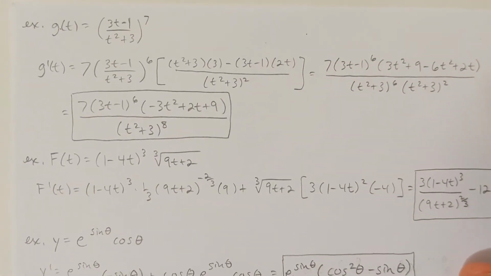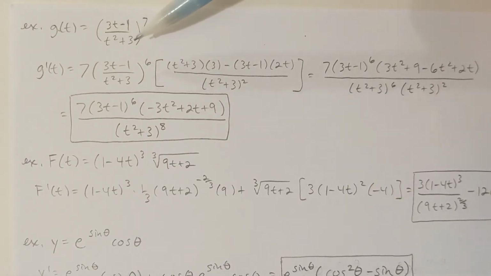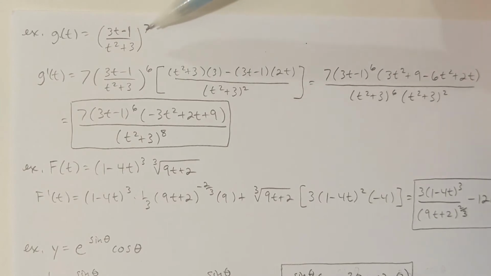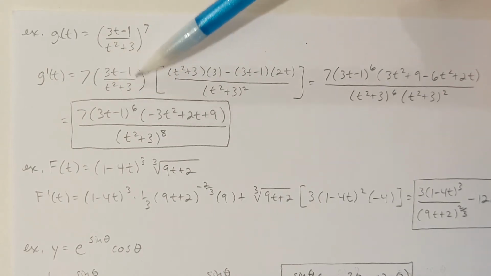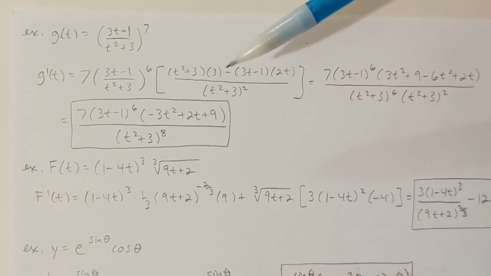Let's go to this page here. Sometimes when you're using the chain rule, some other rules for differentiation are going to be mixed in. So in this problem here, I have (3t - 1)/(t^2 + 3) inside of t to the 7th. So I'm going to begin as if it were just t to the 7th, using the power rule. Bring down the power, reduce the power by 1, but then I've got to multiply by the derivative of the thing that I'm ignoring here, and that's going to be a quotient rule situation.